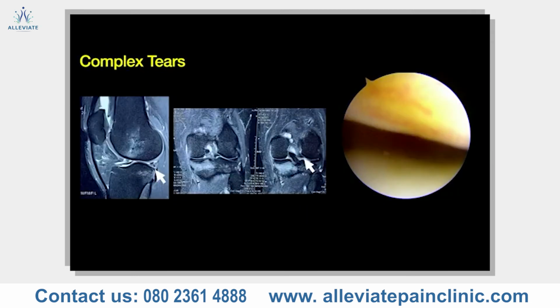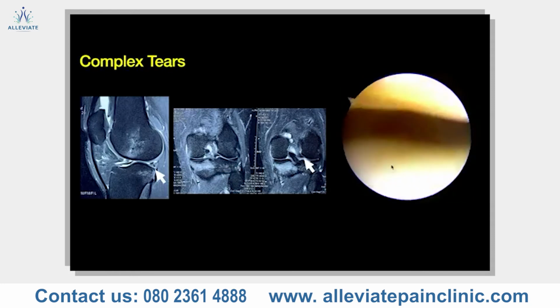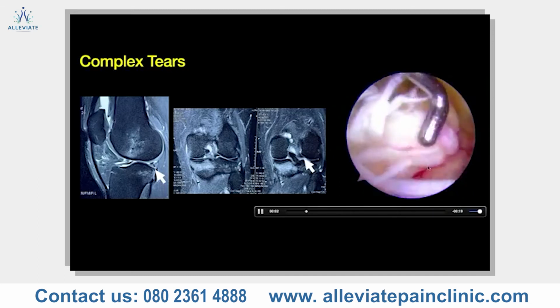So in complex tears, here it's a composition of two or three types of tears, like a longitudinal tear associated with the horizontal cleavage tear can form a complex tear. In these types of tears, the repair of the meniscus is very unlikely. Only a good portion or good quality tissue of the meniscus can be repaired in these situations.